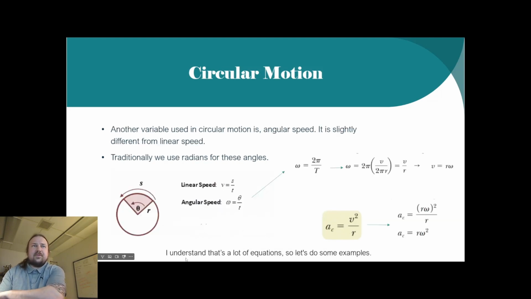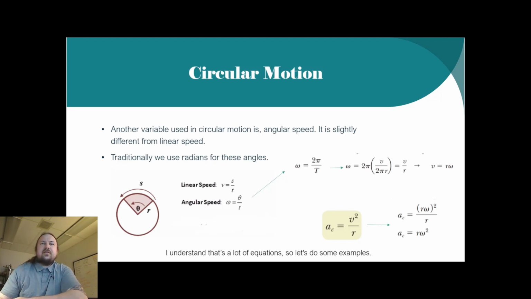There is a couple of others. Before we dive into practices, let's do a couple of others here. Another variable used for circular motion is the angular speed. Okay, so remember v is our straight line speed, our linear speed. Angular speed is just slightly different.